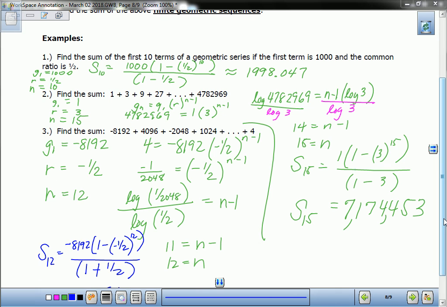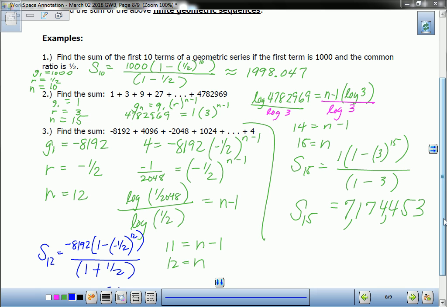Okay, so for number 1. Wait, was I right? Oh, no, it was 15. Okay, so for number 1, G1 was given to you, R was given to you, N was given to you. So number 1 was, can I accurately plug into the formula and get the answer? That's what number 1 was testing. So, did you get 1998.047? All right.